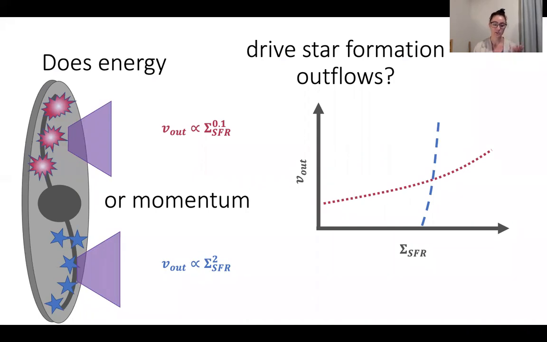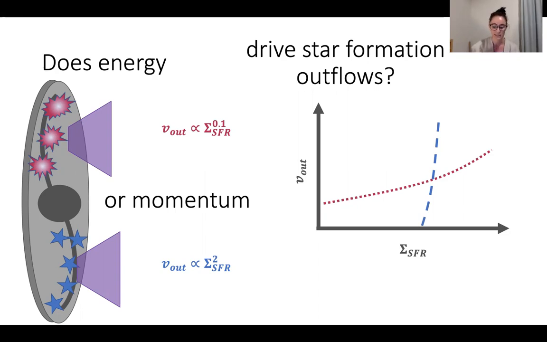So in energy-driven models, supernovae inject energy into the surrounding molecular cloud. In momentum-driven models, massive young stars emit high-energy photons, which exert pressure on dust grains in the surrounding ISM. Each of these models has a predicted relationship between the outflow velocity and the star formation rate surface density, which means that we can distinguish between the two models in our observed data.